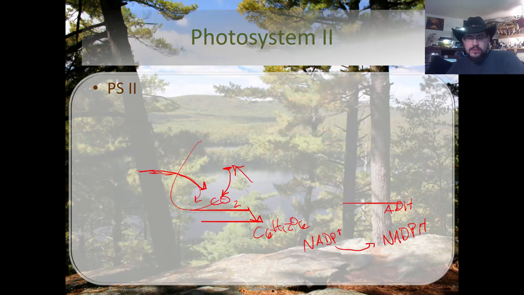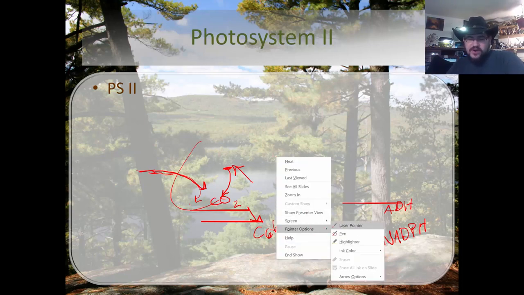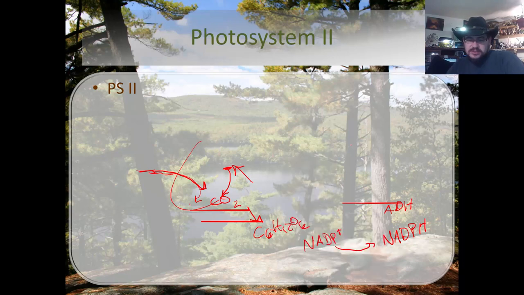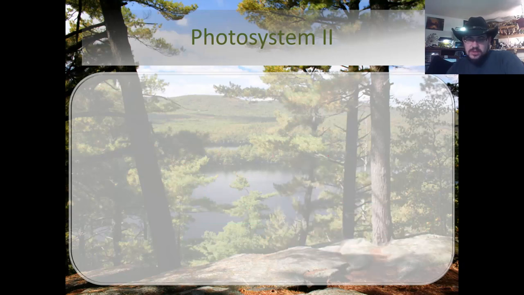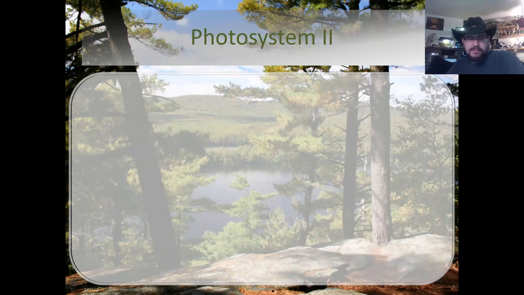Photosystem 2. Right? Photosystem 2 occurs first. Let's get rid of this since it's showing up on the next screen. There we go. Nice and pretty. Photosystem 2 occurs first, right? And it consists of our pigments absorbing a photon.